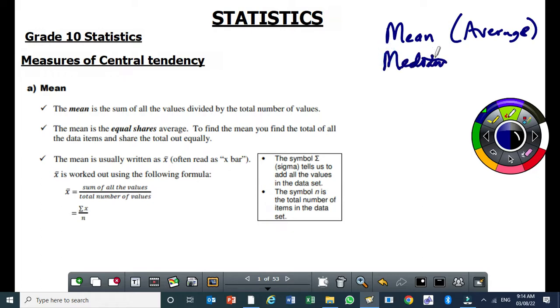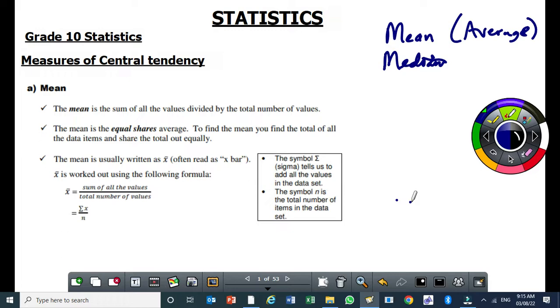You have heard about this before. What do you remember about the median? The median is the value of the data set which lies in the middle after you've arranged it in ascending or descending order.